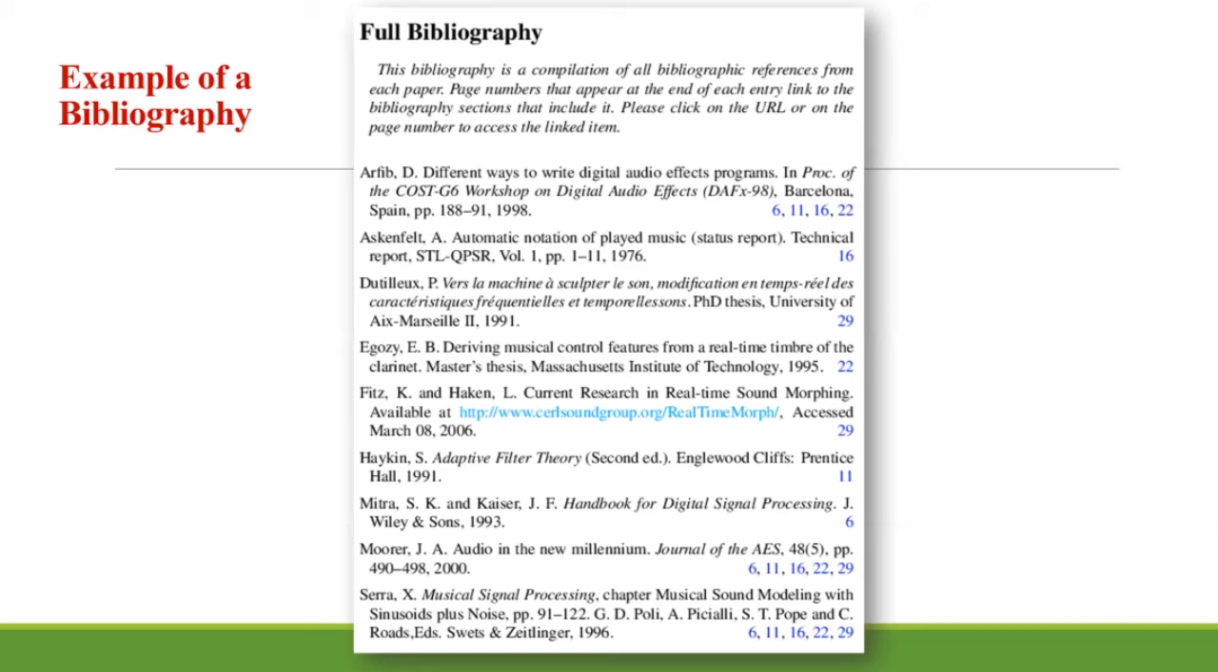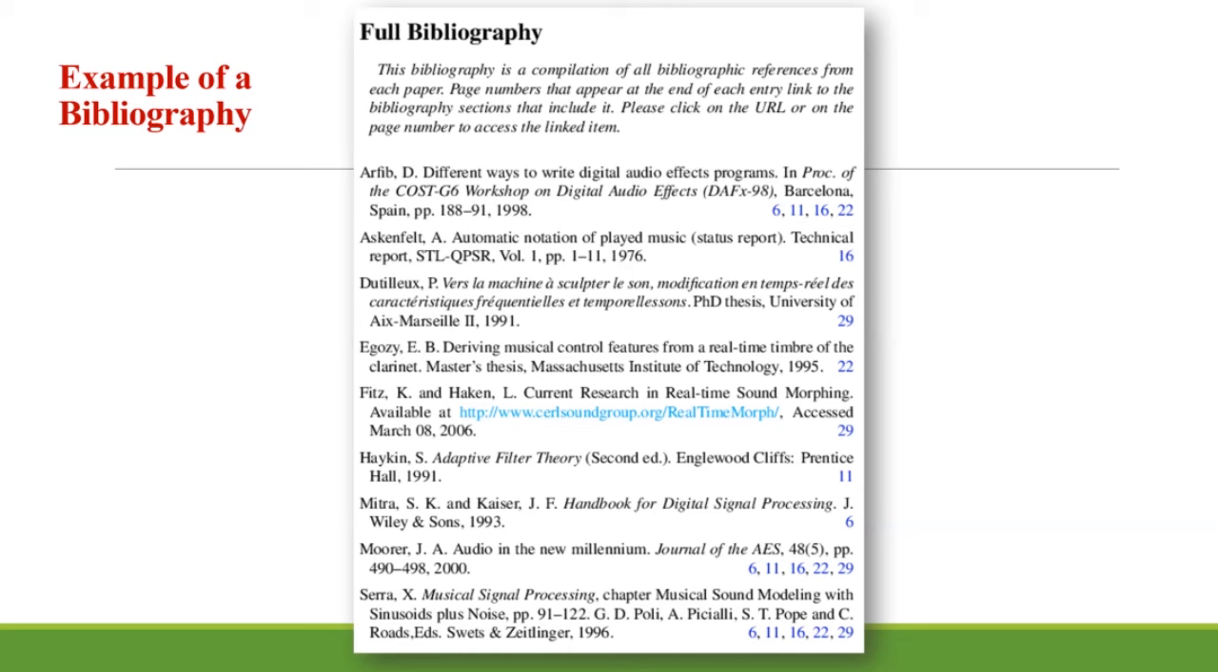So this is an example of a bibliography list, a full bibliography. This bibliography is a compilation of all bibliographic references from each page. Page numbers that appear at the end of each entry link to the bibliography sections that included them. Please click on the URL or on the page number to access the linked item. So basically, this is an example. When you see the numerals in blue, like 6, 11, 16, 22.